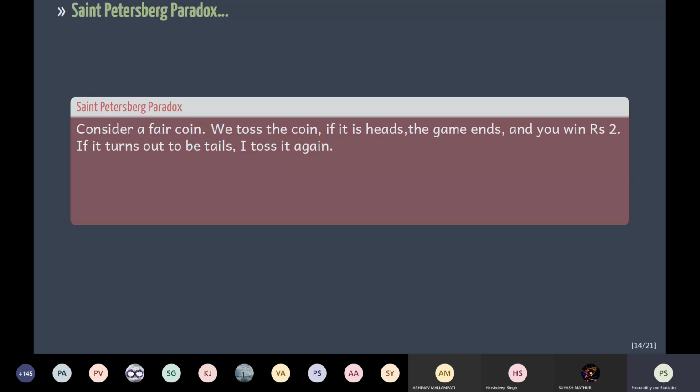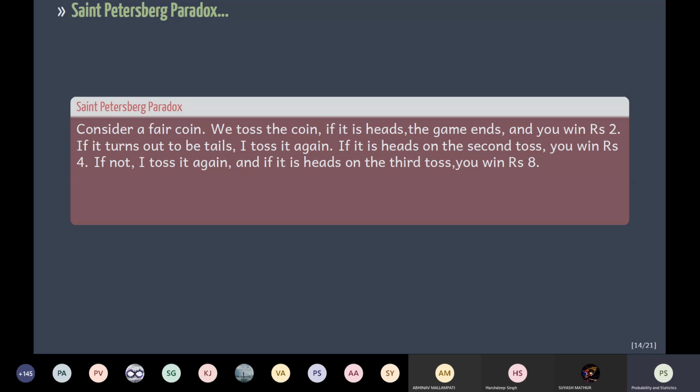Okay, so let's see what the rules are. If it comes out to be tails, I will toss it again. And if it is heads on the second toss, you win 4 now. So it's like double, right? If there was no head, then I will toss it again for you. And if I get a head in the third toss, then I give you 8 rupees. So it's again double the previous. So in general, if the first head appears at the nth toss, then I have to give you 2 to the n rupees. Okay, so that's the game.